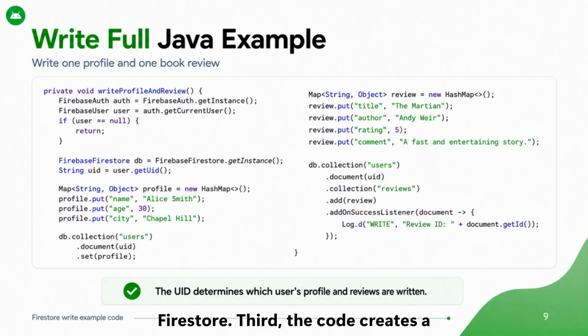Third, the code creates a profile map. This map contains fields such as name, age, and city. Then the code writes that map to users/UID using set. Fourth, the code creates a review map. This review has fields like title, author, rating, and comment. Then it adds that review to the user's reviews subcollection using add. The main idea is that the UID controls the location of the write. The profile and all reviews go under the signed-in user's path.